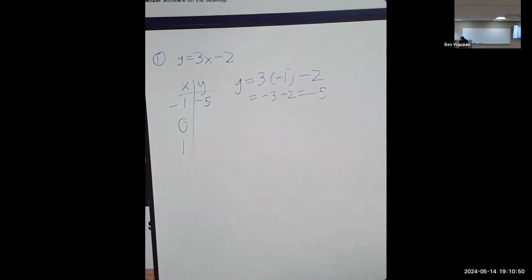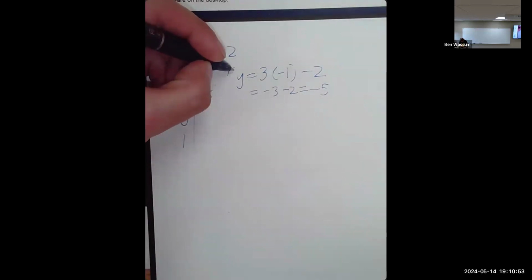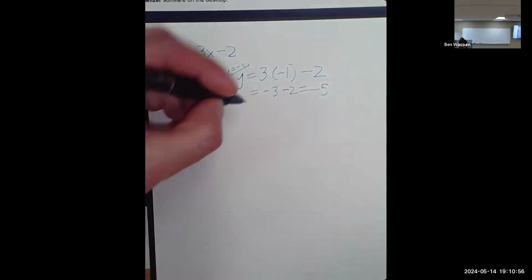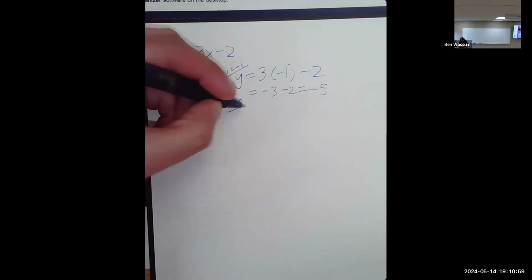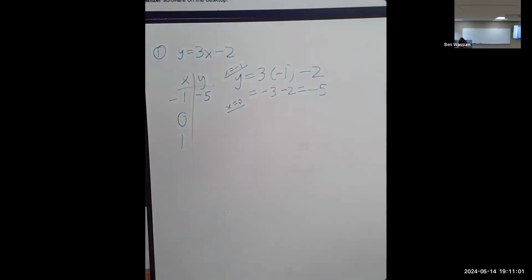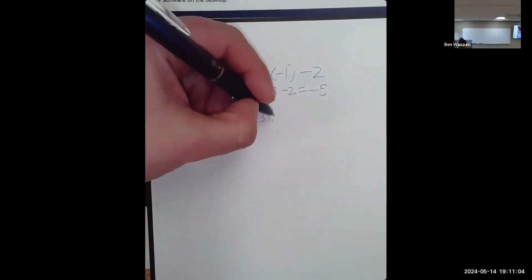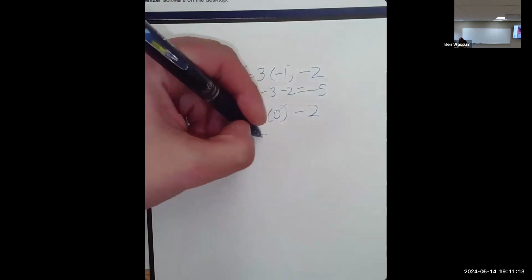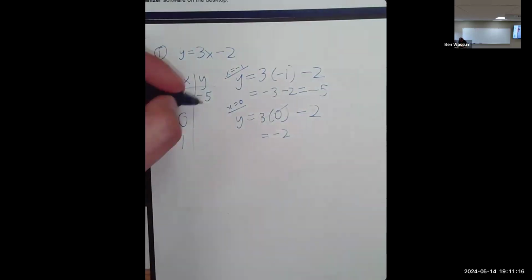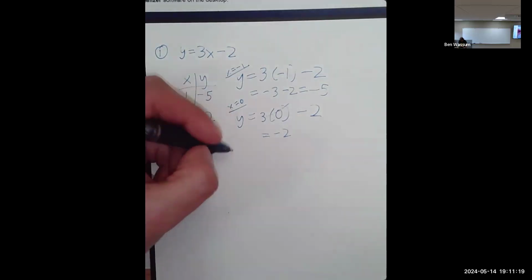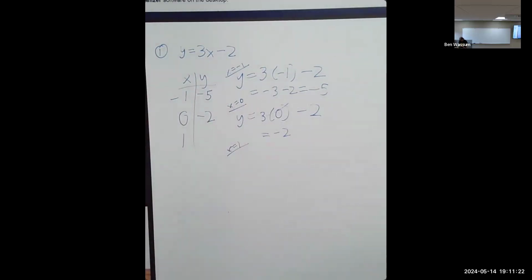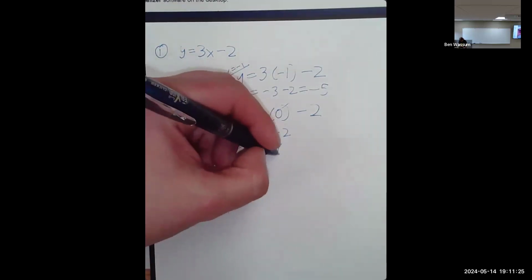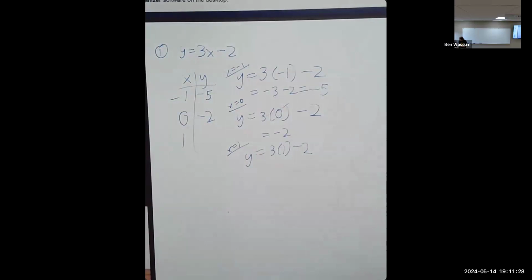Slap it in there. And if it helps to keep things straight, you can always do, oh yeah, this is where I plugged in x is -1. That would differentiate when I plug in x is 0. I'd have y is equal to 3 times nothing minus 2. Well, 3 times nothing is nothing. So it's just -2. And then I got a 1. Y is equal to 3 times 1 minus 2. That's just 3 minus 2, 1.